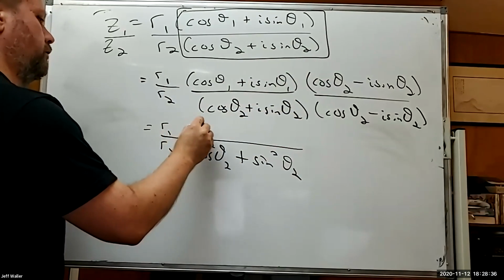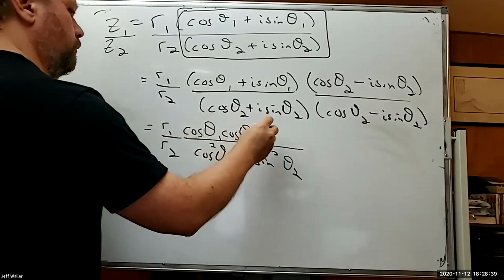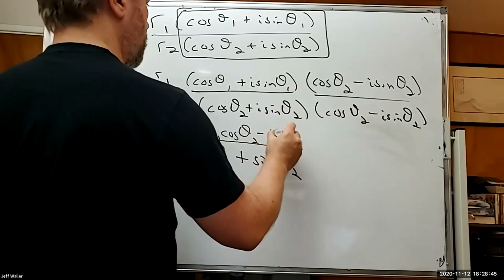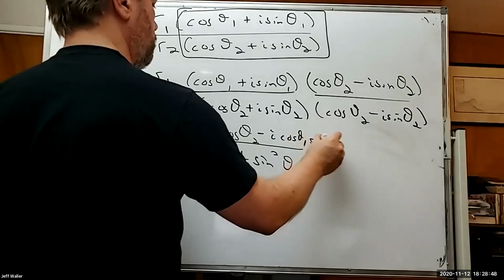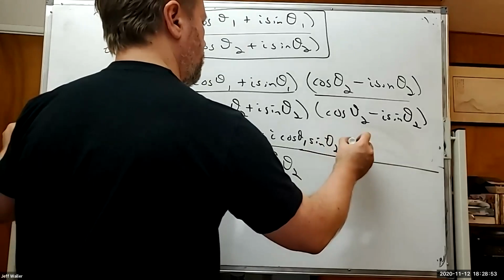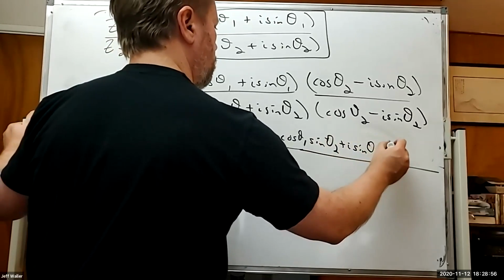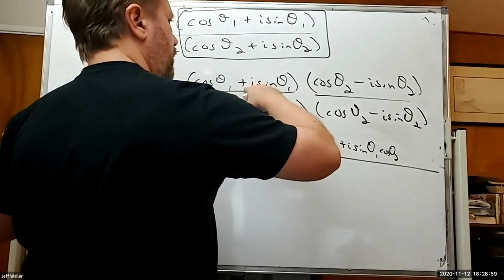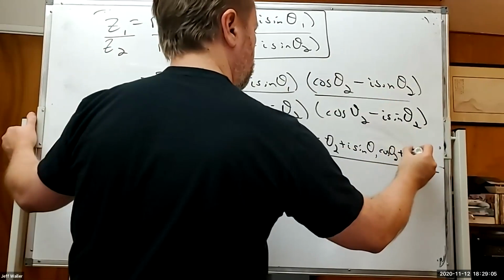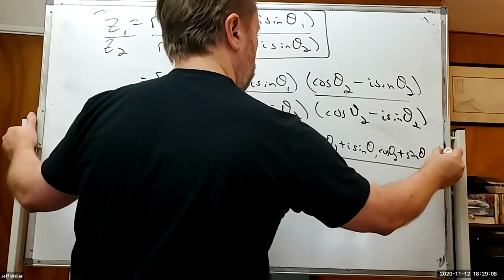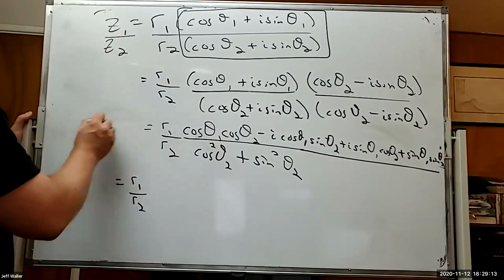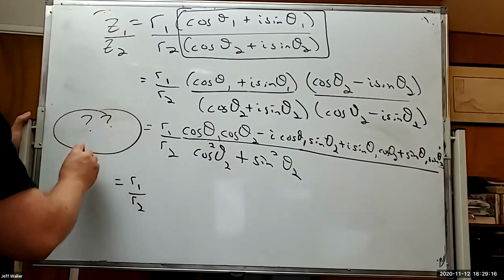The top is a little bit different story. So let's see if you guys notice what this is. Cosine theta 1 cosine theta 2, minus i cosine theta 1 sine theta 2, plus i sine theta 1 cosine theta 2, minus i squared, so plus sine theta 1 sine theta 2.